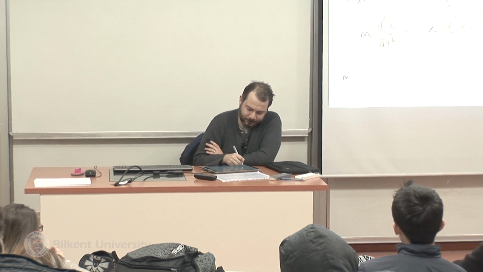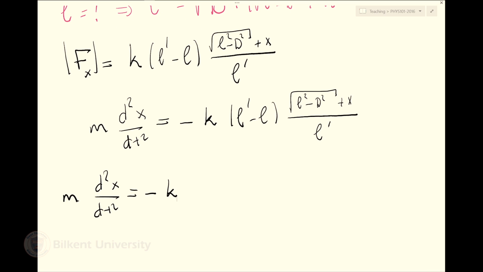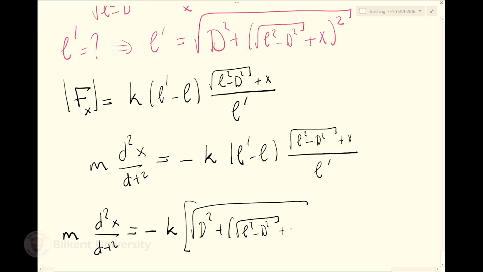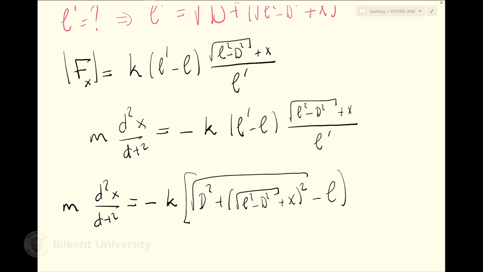So here, m d squared x dt squared is minus k. I'll just write it in full glory so that anyone who is not in class and looking at the class notes gets intimidated. That's just to scare people who are not showing up for lectures. So I'll write it: square root of d squared plus L squared minus d squared plus x squared, minus L. It's going to be so long they'll just give up on the course, okay? That's L minus L prime, right? Good.